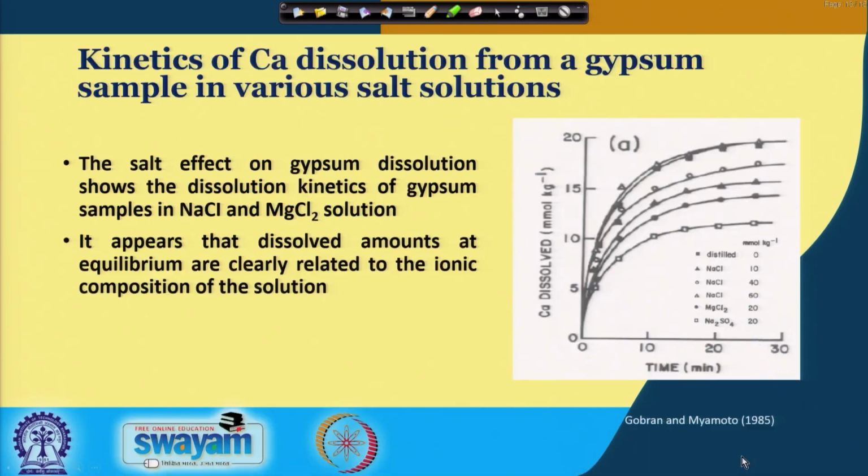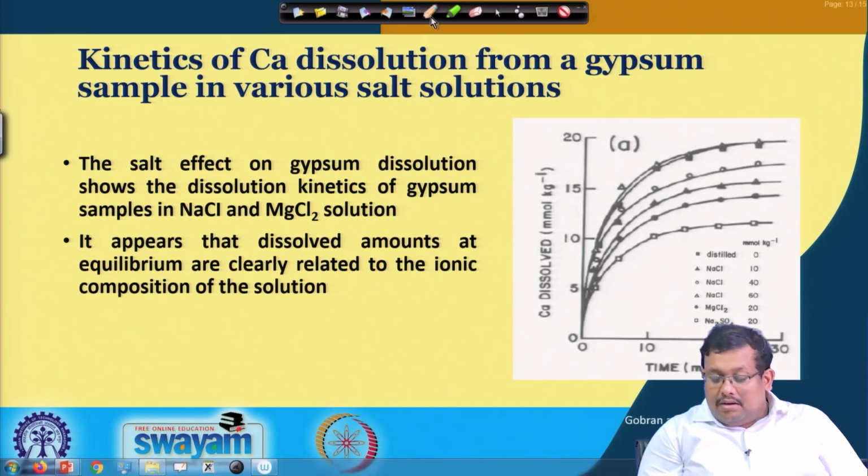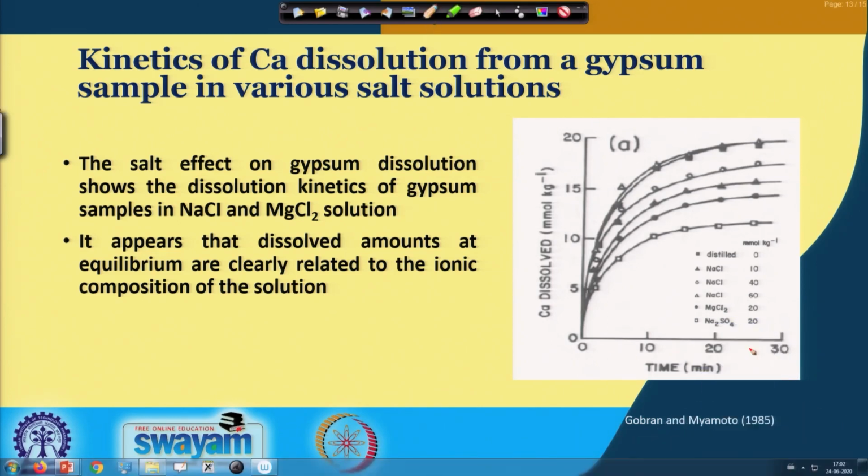So, if you see the kinetics of calcium dissolution from a gypsum sample in various salt solutions, we can see this type of relationship. This relationship is basically showing the salt effect on gypsum dissolution. In other words, it is calcium dissolution of gypsum. So, the salt effect on gypsum dissolution shows the dissolution kinetics of gypsum samples in sodium chloride and magnesium chloride solution. So, you can see here there are different concentrations of sodium chloride.